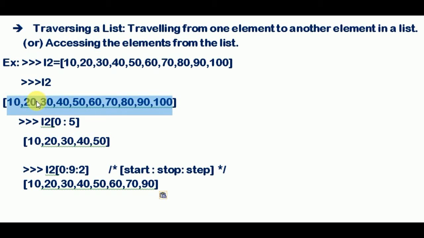So here we have 1 2 3 4 5 6 7 8 9. This is our 9th value, the 9th position basically. So till the 9th position, the list elements will be calculated.